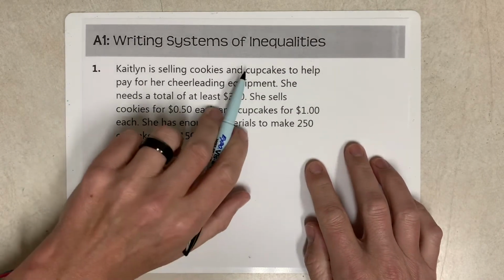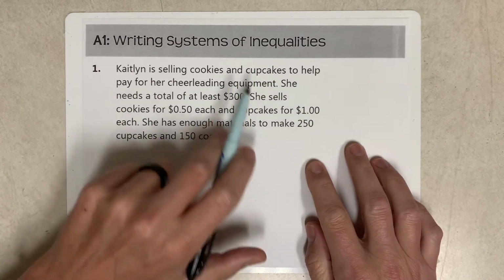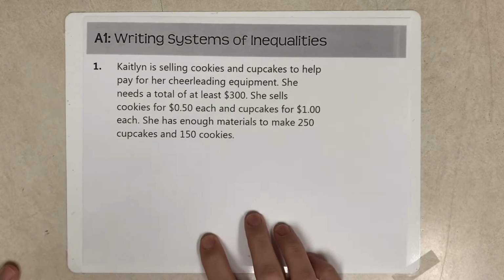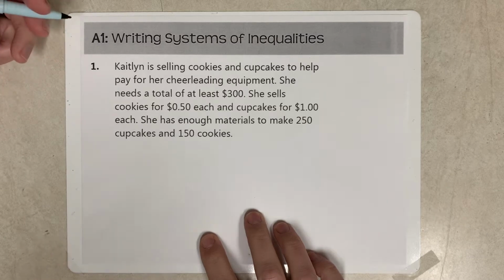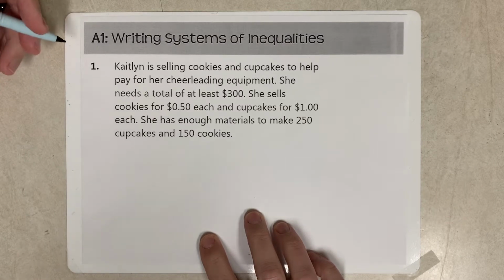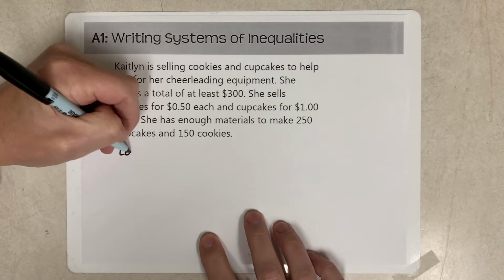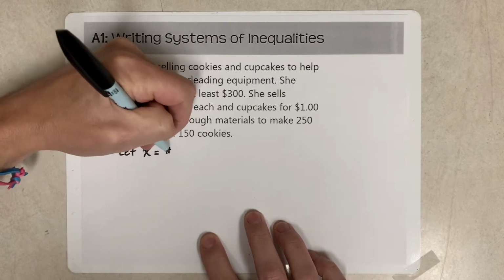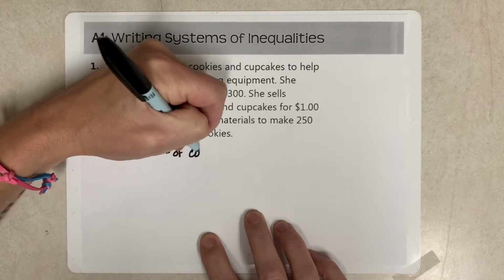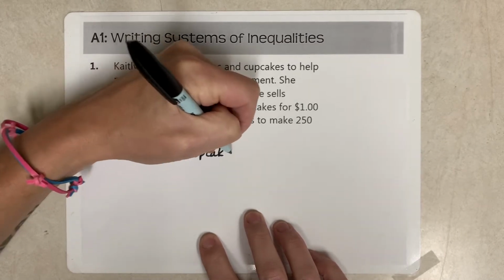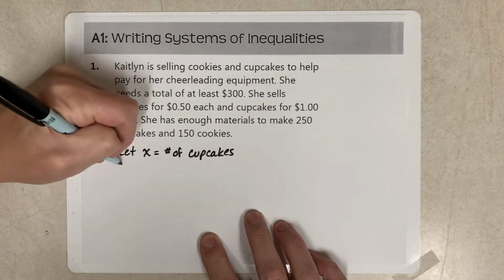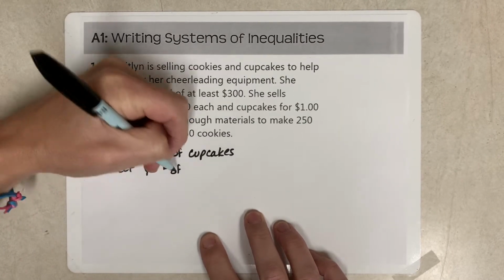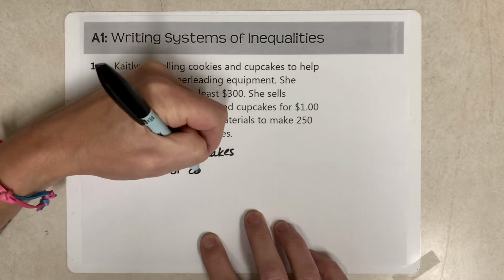So the first thing I notice is that we have cookies and cupcakes going on, and they both start with C. So I don't want to use variables of C. When that happens, I generally just use X and Y. However, I'm going to have to define those variables. So I'm going to let X equal the number of cupcakes and I'm going to let Y equal the number of cookies that she can make.